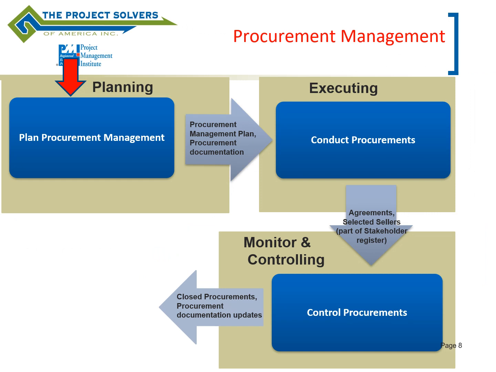So here again shows the 3 processes. The result of plan procurement management will be a procurement management plan, which by now you should know is a subsidiary plan and is going to become part of the overall project management plan. Procurement documentation will be all the associated documents required that will be used for this particular contract.